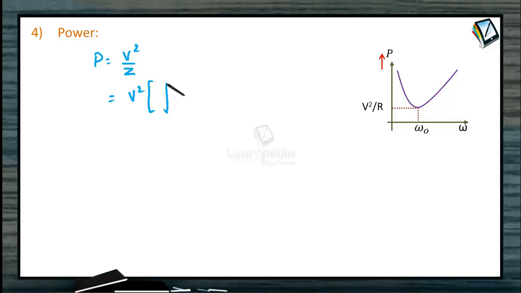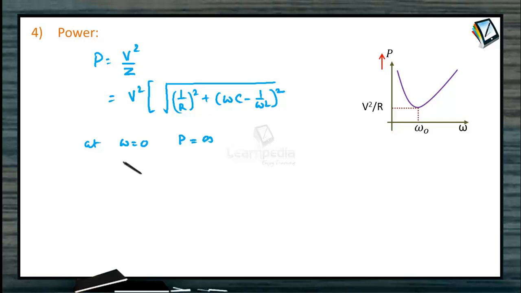1 by Z can be written as under root of (1 by R) whole square plus (omega C minus 1 by omega L) whole square. So from here we can get it. At omega is equal to 0 for a DC voltage, power will be infinity. Similarly, when omega is equal to omega naught, the power will be minimum, and that will be equal to V square by R. Again, when omega tends to infinity, the power also will become infinity.